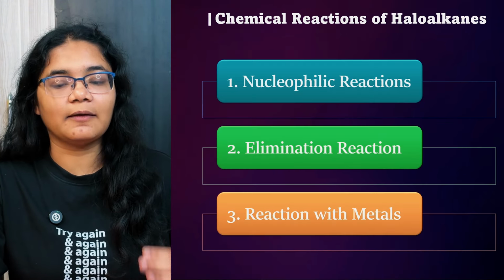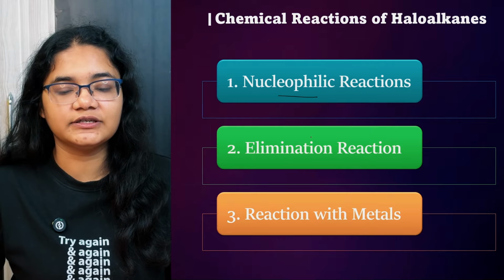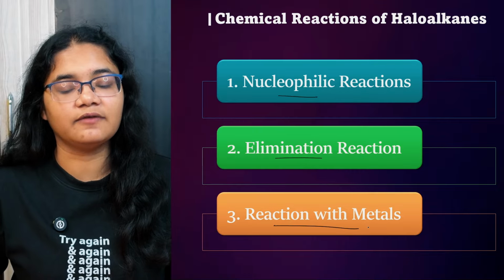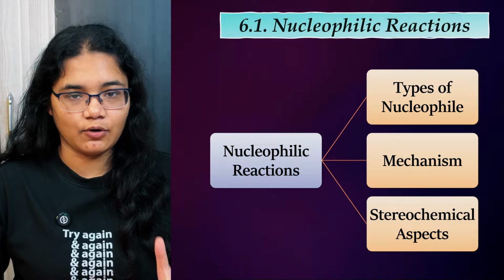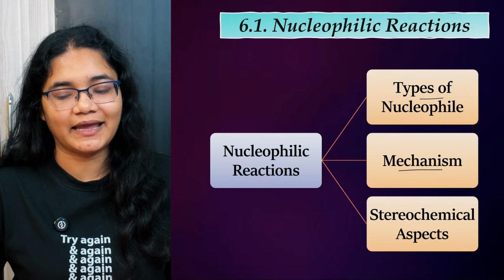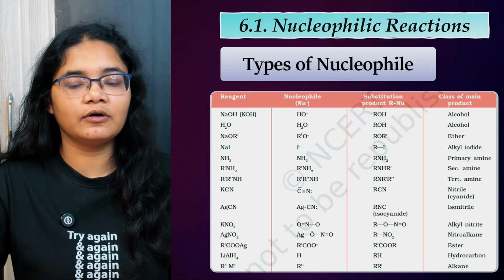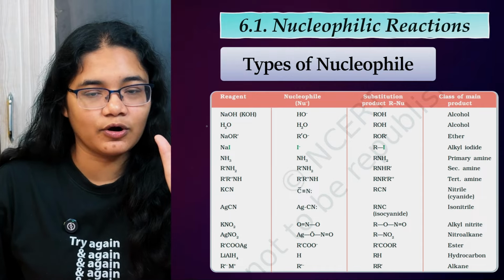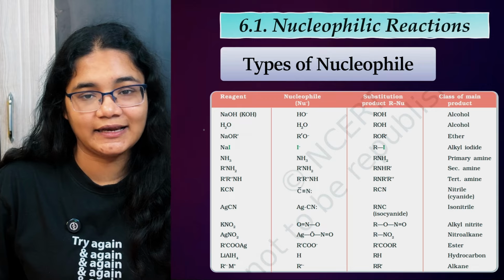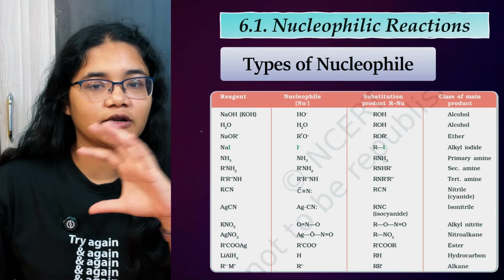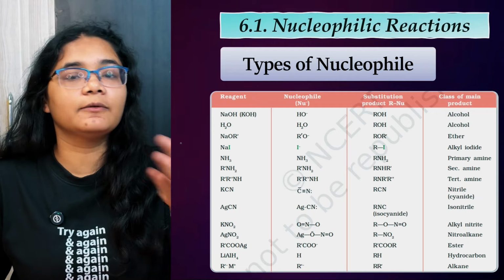Now we will talk about the chemical reactions of haloalkanes. The first one is nucleophilic reactions, then we'll talk about elimination reaction, and then reaction with metal. Now in nucleophilic reaction, we will study three important parts: first is the type of nucleophile, then the mechanism of nucleophilic reactions, and the stereochemical aspects. As we saw in the starting, the C-X bond is electrophilic, meaning the C is electrophilic in nature, so the nucleophile can easily attack on this one. Now we will see what different types of nucleophile can attack on this carbon, and what product it will give.